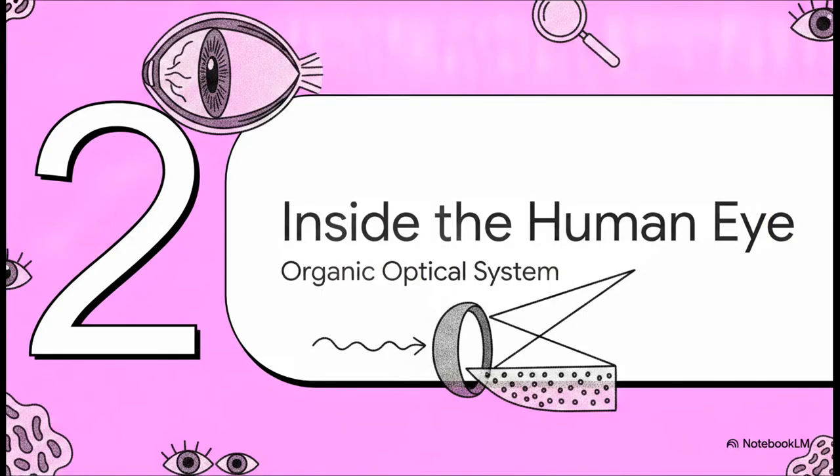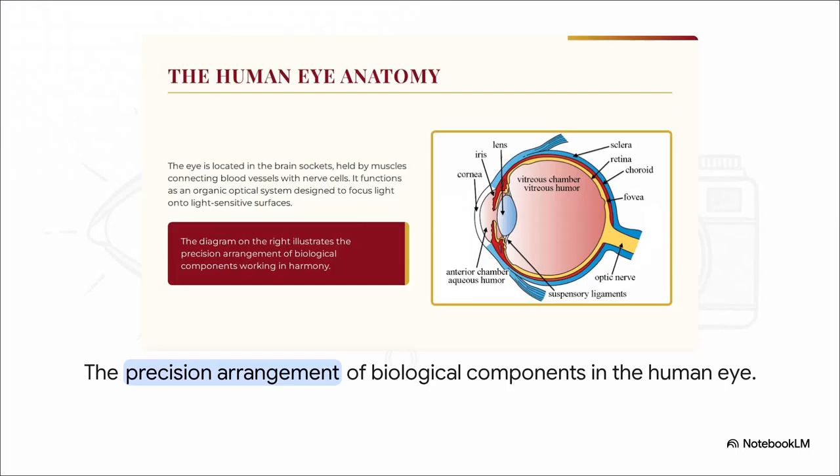Moving right along to Section 2, inside the human eye, an organic optical system. Take a second to think about the incredible organic lens system you are actively using right now. The human eye is safely tucked away inside our skulls, securely held by this intricate web of muscles that seamlessly connect blood vessels and nerve cells. It's definitely not just some passive window to the world. It's a highly active, organic optical system.